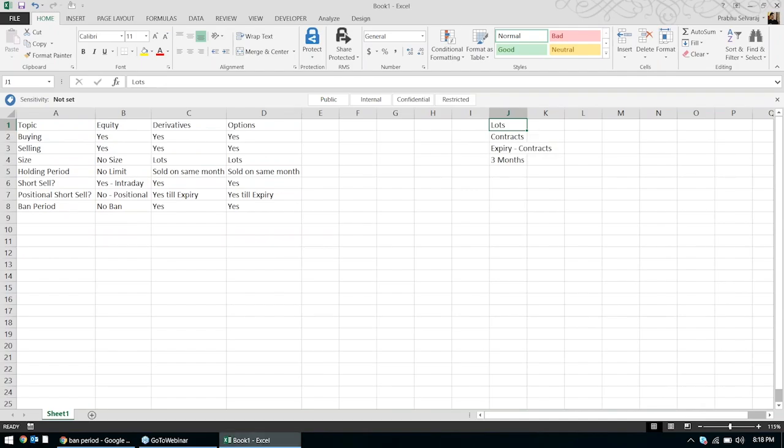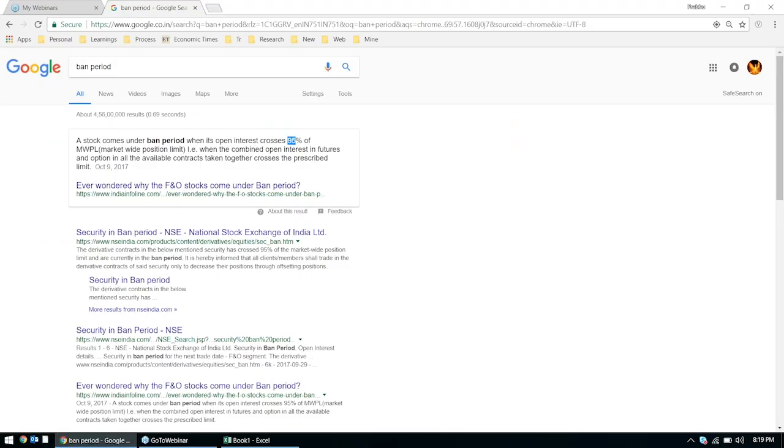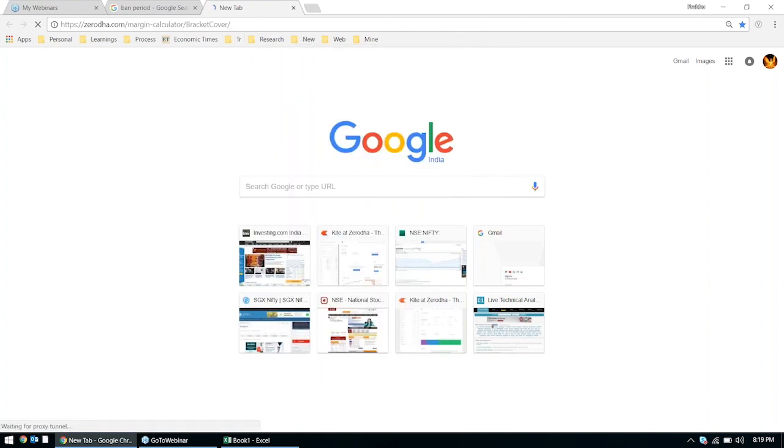What are lots? Every company is fixed into a different kind of lot in which you can purchase. Around 250, 265 stocks are there in futures and options. Those stocks can be purchased in terms of lots.